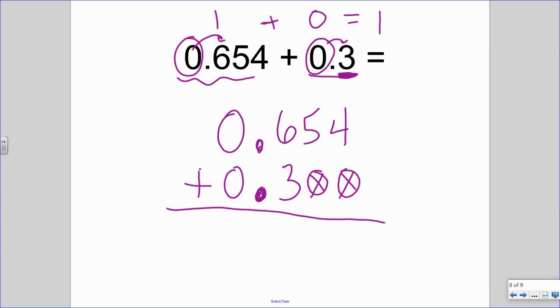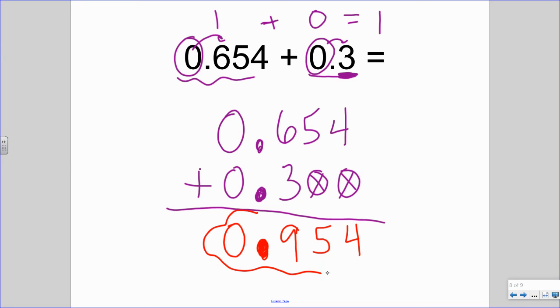Looking at my thousandths place, 4 plus 0 is 4. Looking at my hundredths, 5 plus 0 more hundredths is still 5 hundredths. When it comes to tenths, I have 6 tenths plus 3 more tenths is 9 tenths total. I'm going to keep my decimal point right where it is to make sure my place values stay the same, and 0 plus 0 is 0. And so I get a final sum here of 0 and 954 thousandths. 0 and a part of another one is absolutely close to 1.